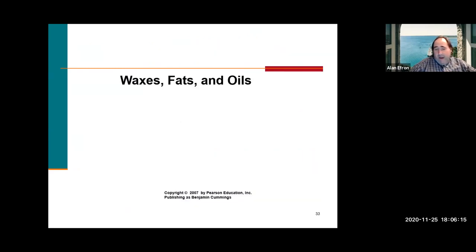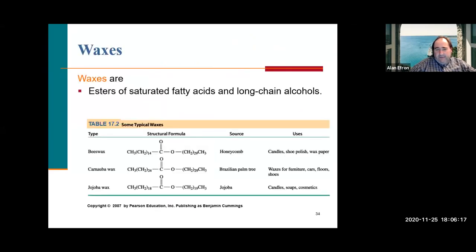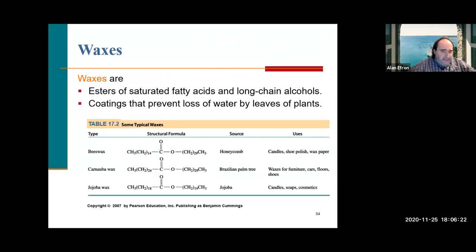Okay, then let's talk about waxes a little bit and fats and oils. So waxes are esters of saturated fatty acids and long chain alcohols. And basically this is our ester bond right here. Remember that our ester bond is made from a carboxylic acid plus an alcohol, right? And we're going to take out water, so we're going to remove water. And when we do, we get our ester bond that forms, which is what we see here.